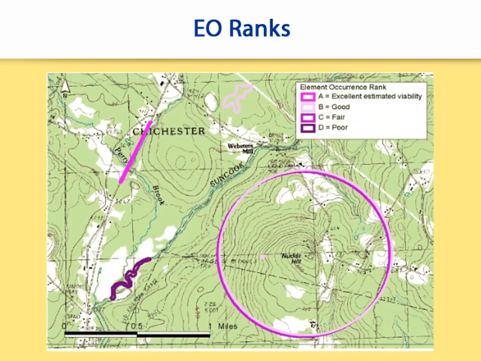It could be a very small population, or be in a stretch of river lined with houses with leaking septic tanks. Of course, it could still be a conservation priority, but an EO rank of D indicates that conserving it will be a major challenge.